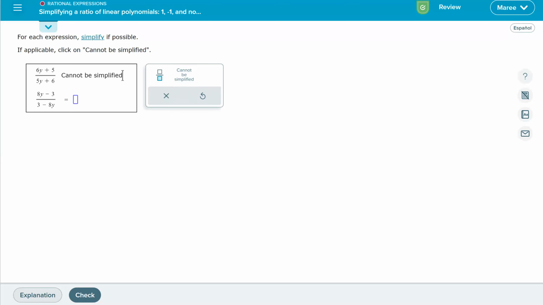On the second part of this problem, if you notice, they both have an 8y and they both have a 3. The problem is they're different signs. So if we were to factor out, say, a -1 out of the denominator, then we would get 8y minus 3 in the denominator also. So here, if we take out a -1, then our 3 will be negative and our 8y will be positive.